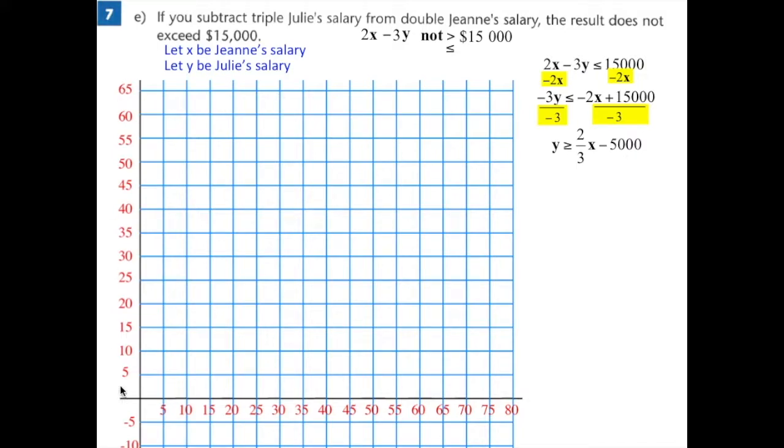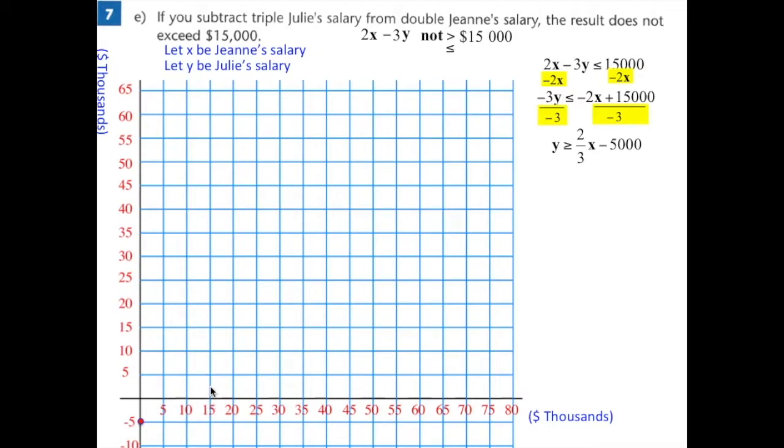On my grid, I'm going to make each of these values 1,000. So this is 5,000, 10,000, 15,000, like that. So I'm just going to say these are thousands of dollars and these are thousands of dollars as well. Then if we're starting at negative 5,000, that's right here. Our delta x is 3, our delta y is 2. So we're moving over 3 up 2.